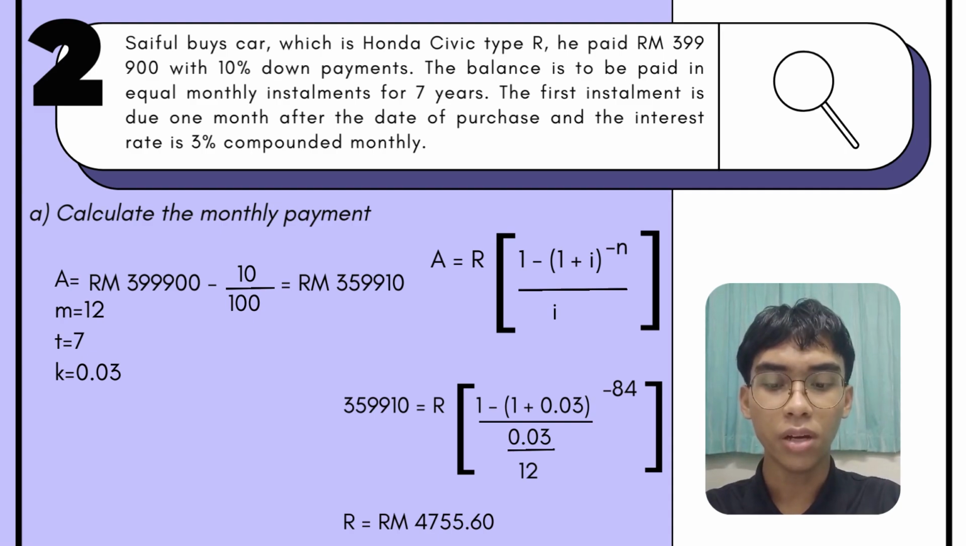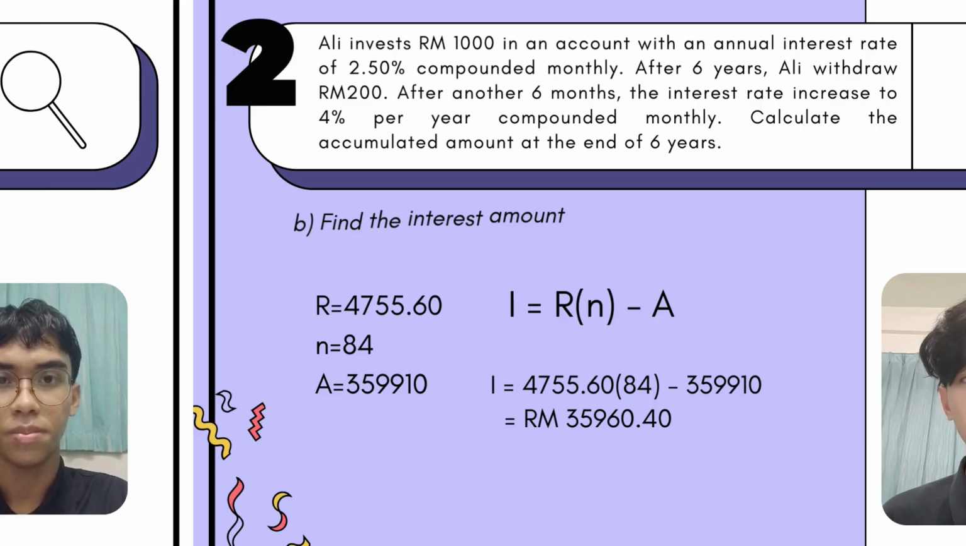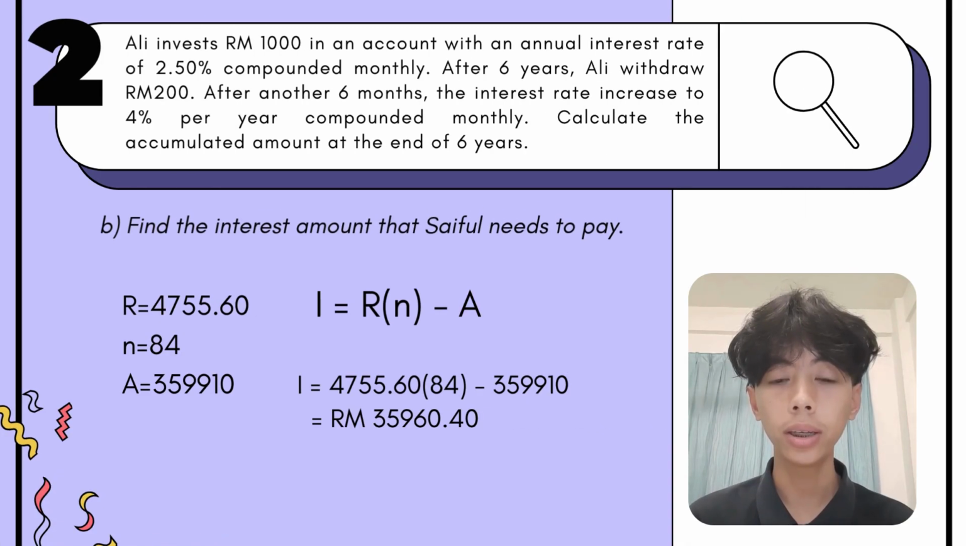First, we must identify the information. A is 359,910 after deducting the 10% down payment. M is 12, T is 7 years, K is 0.03. After we put all the information in the present value formula, we get R is 4,755 ringgit and 60 cents. For question B, the question is to find the interest amount that Saiful needs to pay.